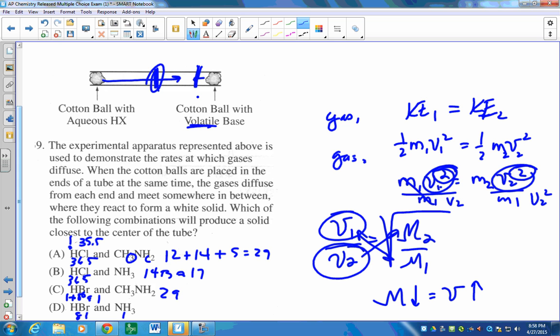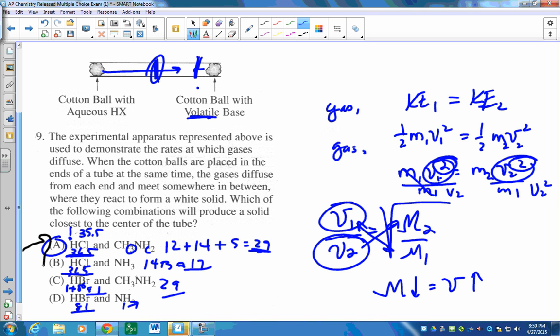And this is 17. So the question is, which pair has the closest molar mass? It's A, 36.5 and 29 is the closest. 36.5 and 17, 81 and 29, 81 and 17. The one where the molar masses are the closest, they meet in the middle, closest to the middle. So 39, the answer is A. This option is correct. It demonstrates the understanding that gases with similar molar masses at the same temperature will travel at similar average speeds.